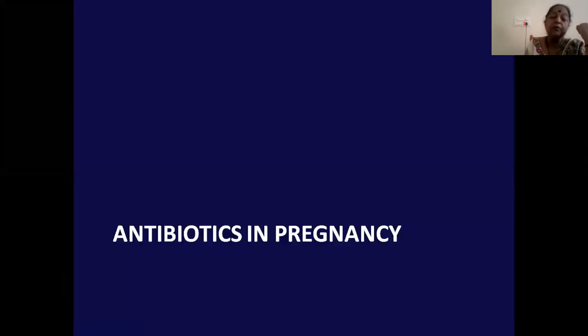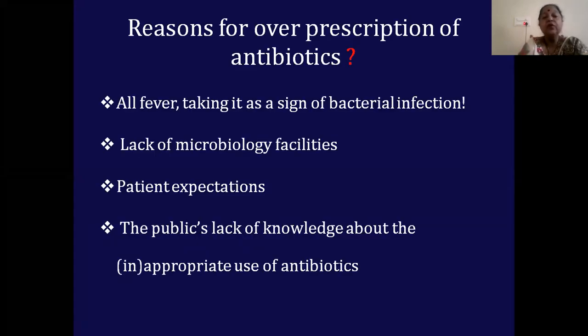Now, the most common prescriptions in pregnancy are antibiotics. The reason for over-prescription of antibiotics in pregnancy is fever. If it doesn't subside, they take it as a sign of bacterial infection, and there is a lack of microbiology facilities at the periphery. Patients also expect that some antibiotic should be prescribed, and there is a lack of knowledge about appropriate and inappropriate use of antibiotics, and all this has led to antibiotic resistance.